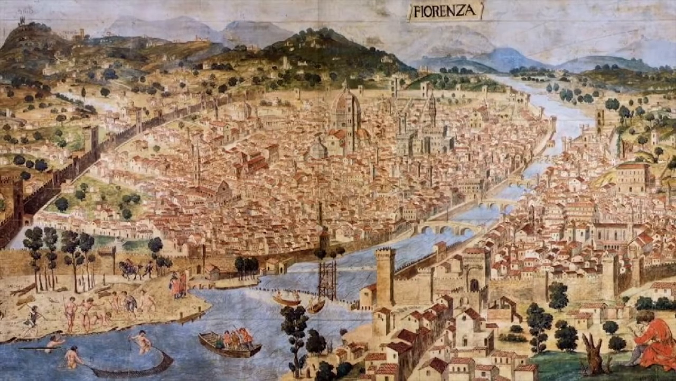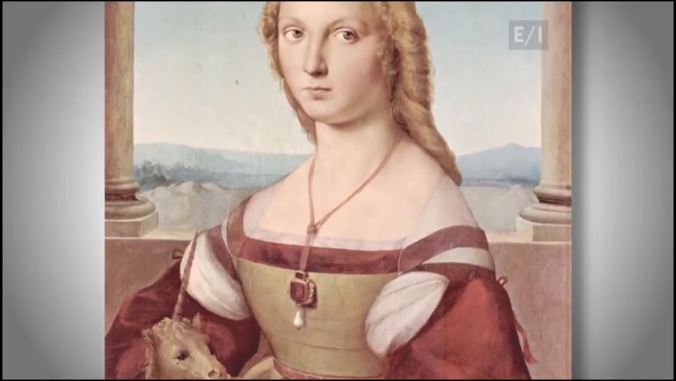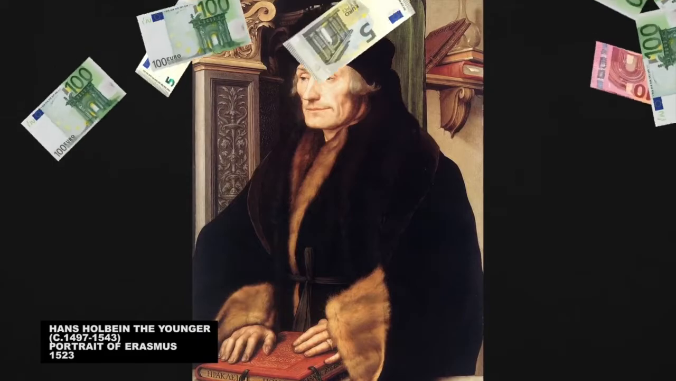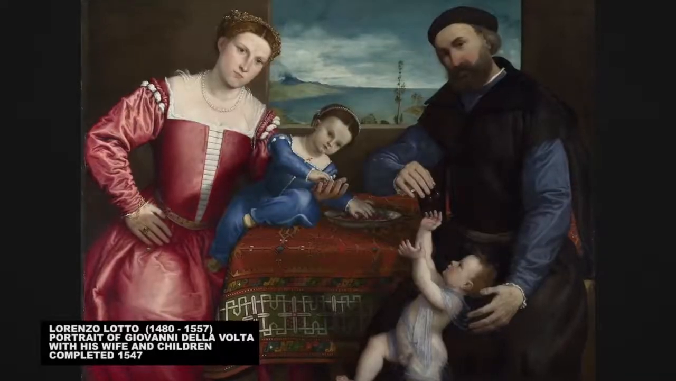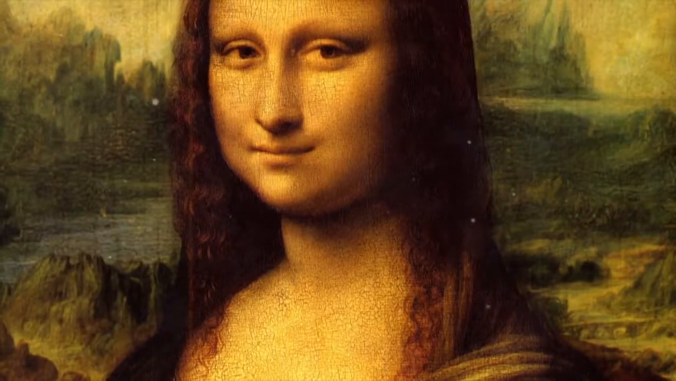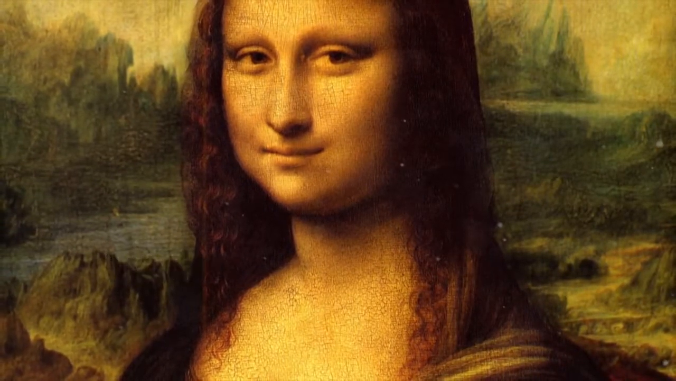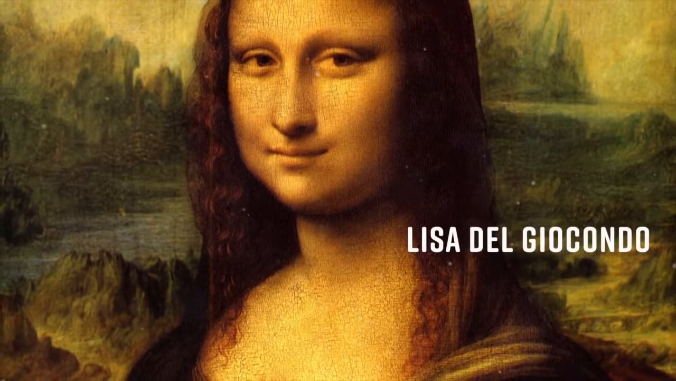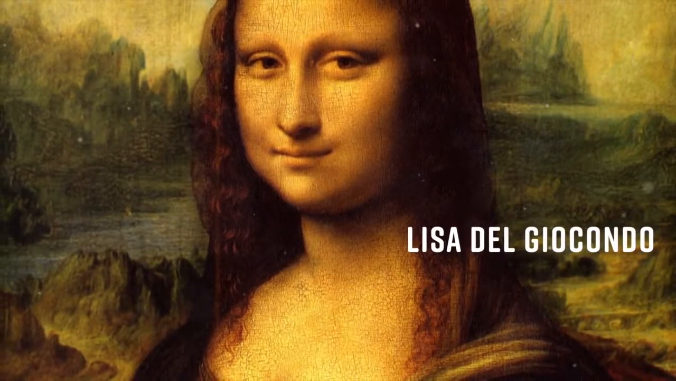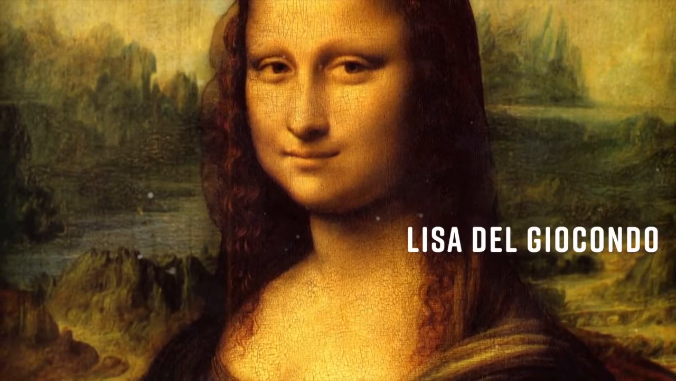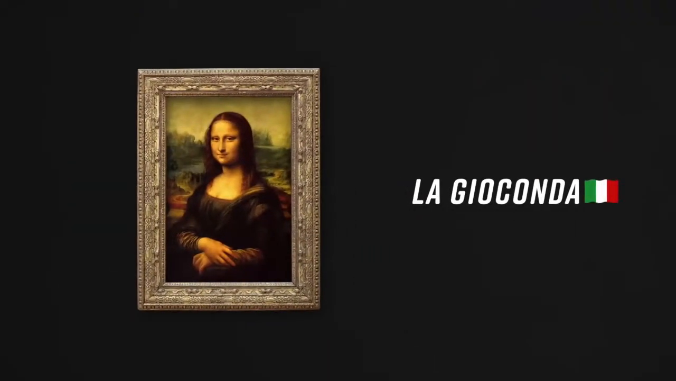During the Renaissance, portraits became very popular. That means that artists were paid to make paintings, portraits of people. We call it the Mona Lisa, Mona being short for Madonna or Lady. And his subject is almost definitely Lisa del Giocondo, the wife of a merchant. Italians call this painting La Gioconda, which is the feminine of her married name.